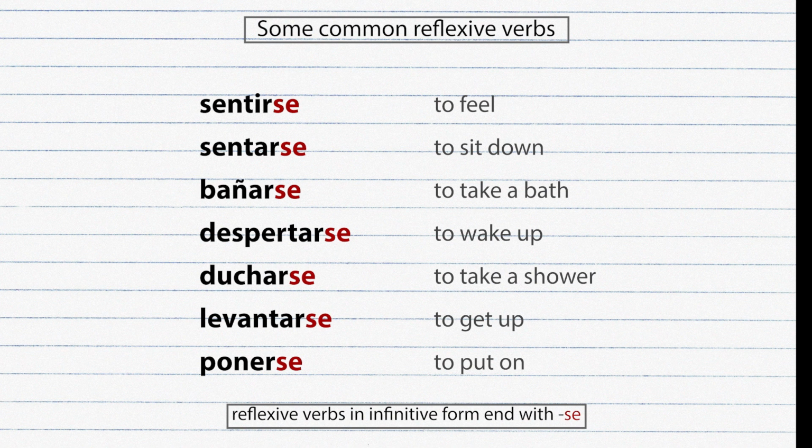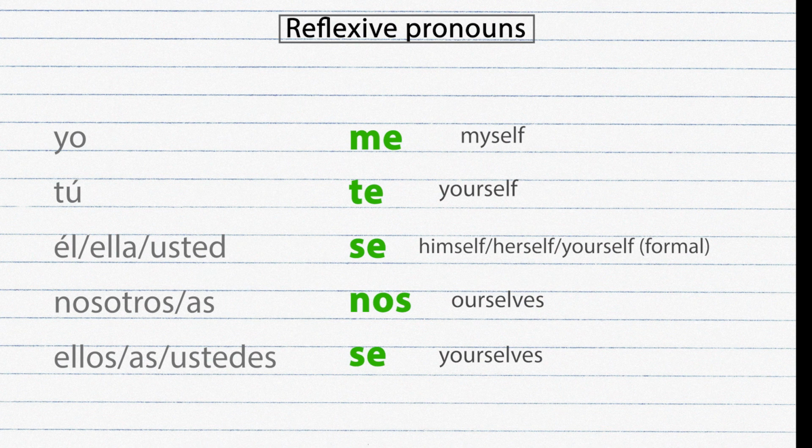Reflexive verbs in infinitive form end with se. Sentirse, sentarse, bañarse, despertarse, ducharse, levantarse, ponerse. They are conjugated like any other verb. The only difference is we have to use the reflexive pronouns before the verb. And these are the reflexive pronouns in Spanish. Me, te, se, nos, se.